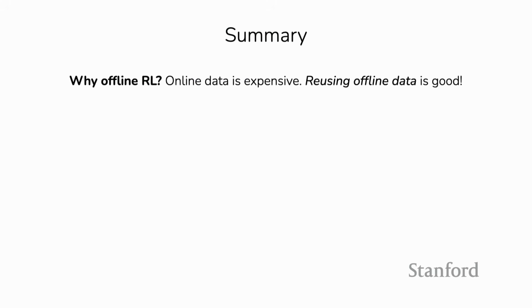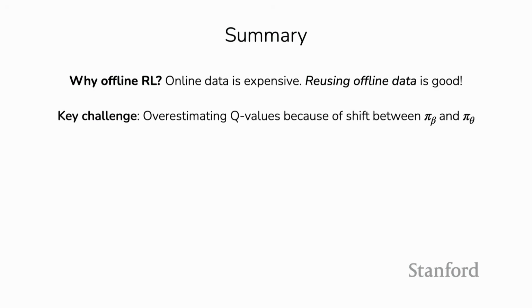And then I guess to summarize the point of offline RL. Online data is really expensive, because we have to recollect it every time we run our algorithm. And it's really, really useful to reuse offline data.